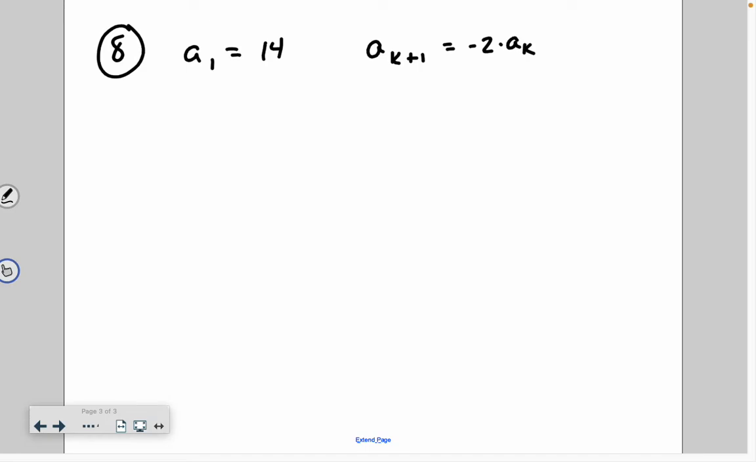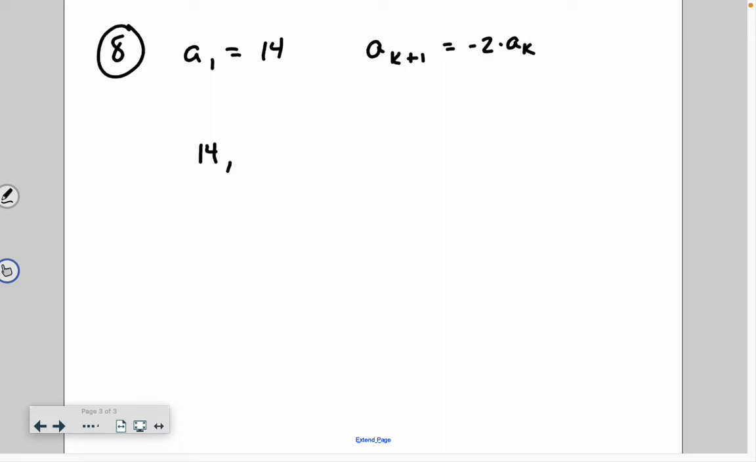Are we adding 2 every time? Are we multiplying by 5 every time? What are we doing? And so notice we already have our first term. It is 14. Okay? And the recursive part, you have to be able to read that. You have to be able to understand what it is actually telling you to do. So here's the first question I have for you.